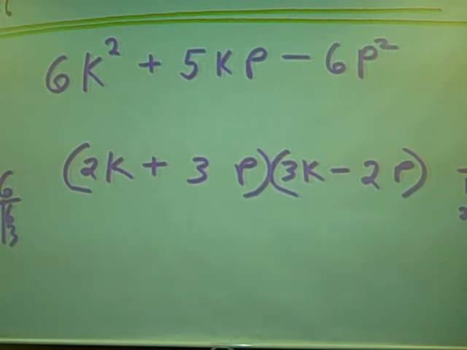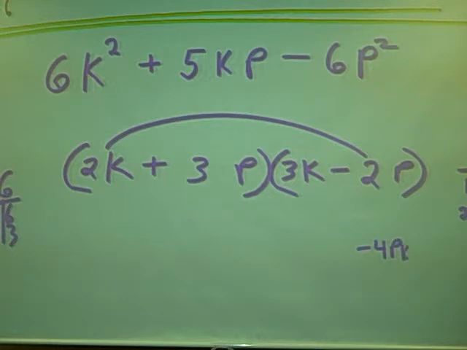But let's say we're not sure. Okay, we want to check it, right? 2 times 2, that's a negative 4kp, right? Plus 9kp. That gives us plus 5kp. Well, it checks.